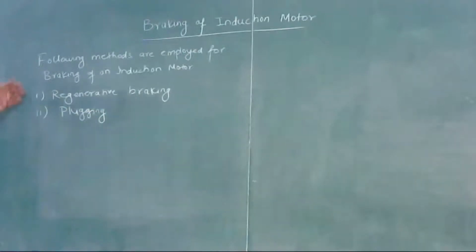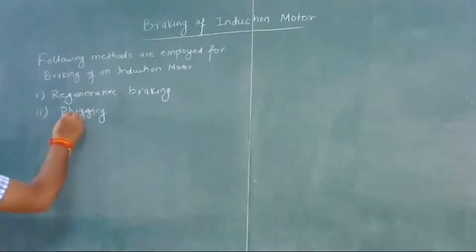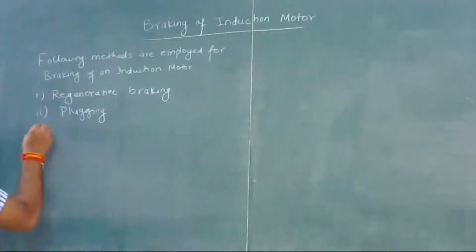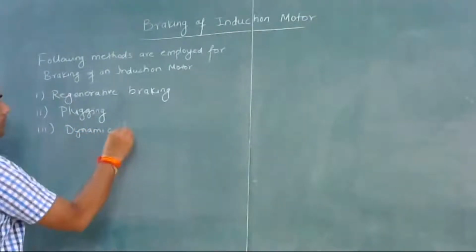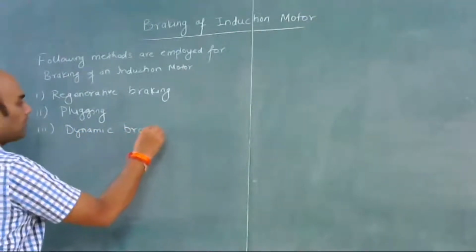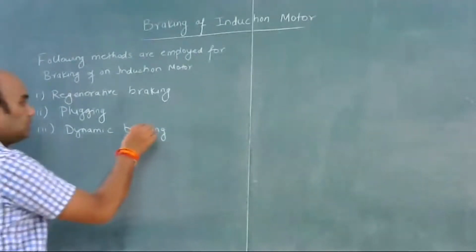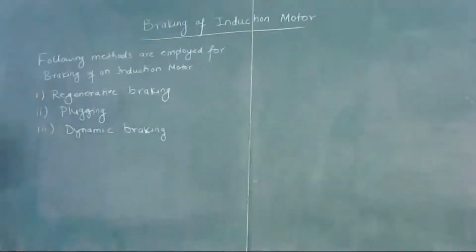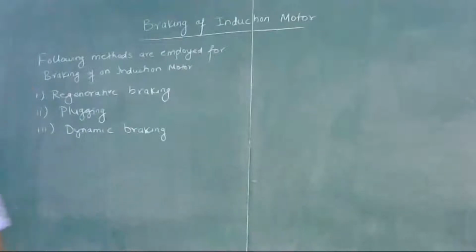Second is plugging. These are all similar to braking of a DC machine. In plugging, we interchange the phase sequence. Third is dynamic braking. In dynamic braking, we disconnect the supply given to the stator and we connect a resistance. So these are the three braking methods.